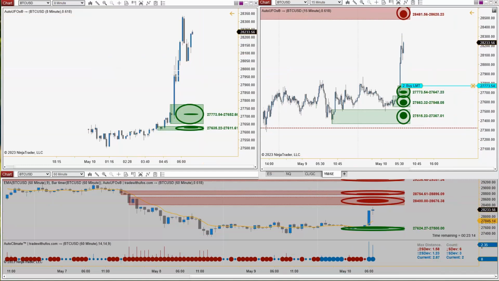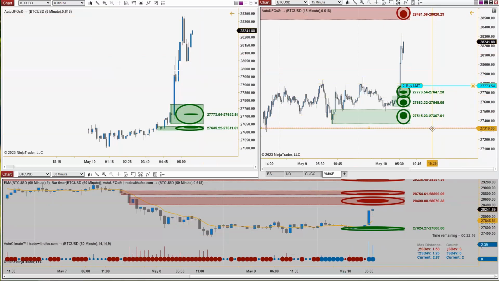So 27,773.54 minus 27,317.01, which is the stop down below. So that is 456.53. So 456.53 is our risk. Plus 27,773.54. So that's 28,230.